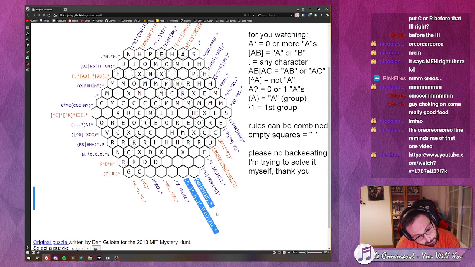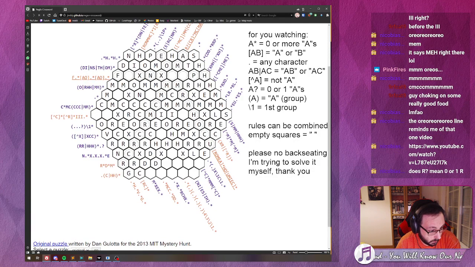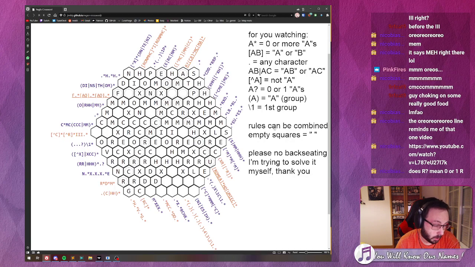Do I know anything about this palindrome now? That's annoying me now. What does R mean? 0 or 1 R? R question mark is 0 or 1 R. So this means this R in the corner is optional. It can also not be here, but we figured out it has to be here from the fact that there's one here.